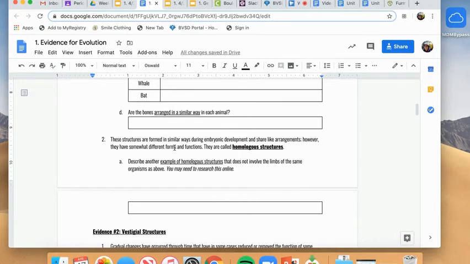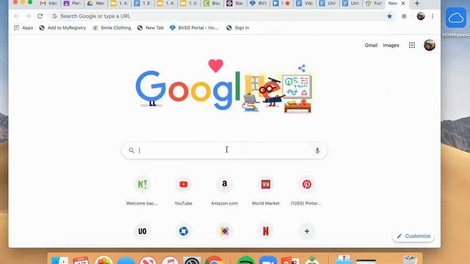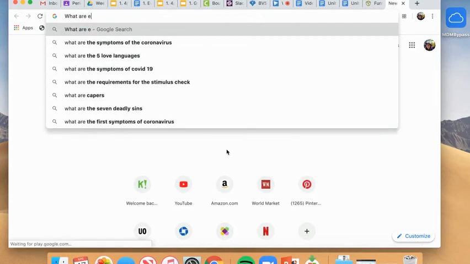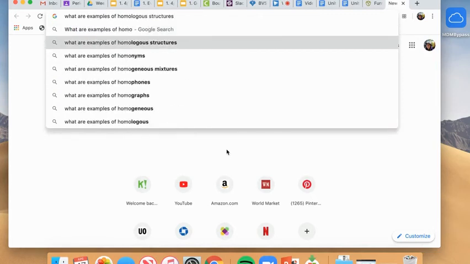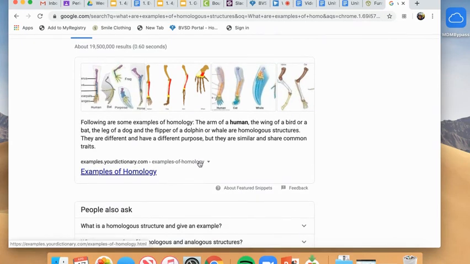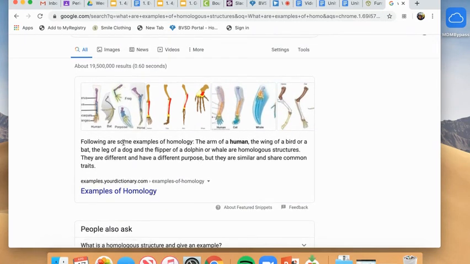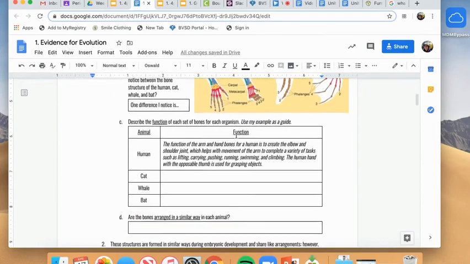So you might have to go into Google. For example, you could go into Google and search, what are examples of homologous structures? And right off the bat, it's already giving me a bunch of different ones. So you just need to research an example of a homologous structure that isn't the same as the one you were just looking at.